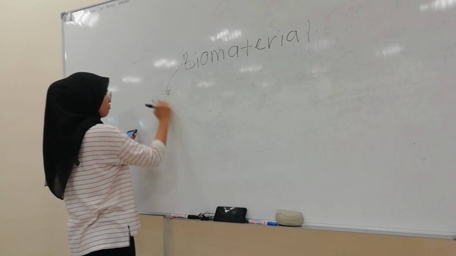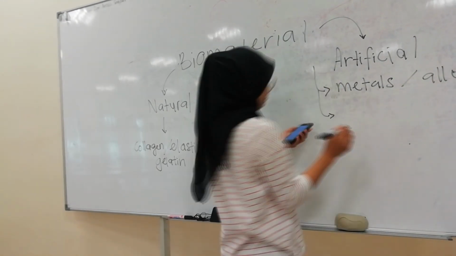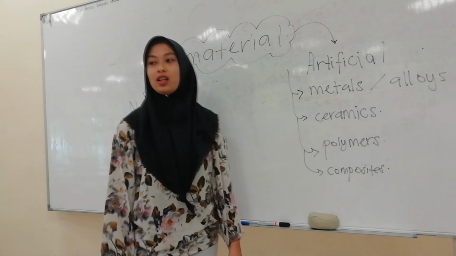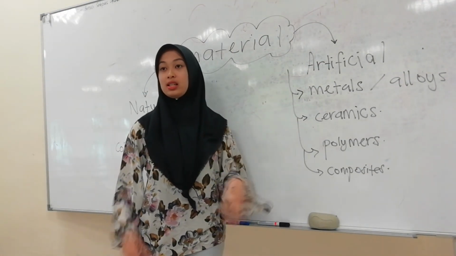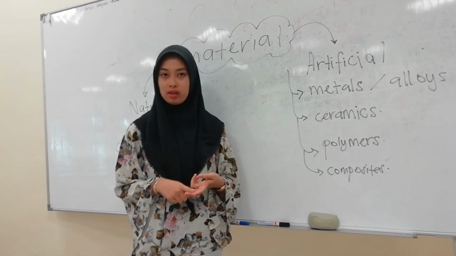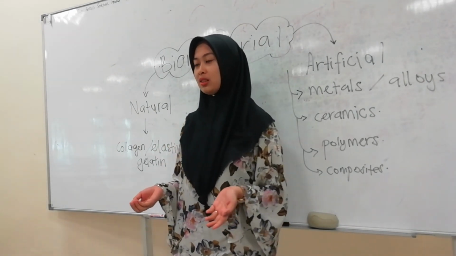So does anybody know what biomaterial consists of? Alloy, ceramic, metal, polymer, composite. Okay, under ceramics, there is inert ceramic and it consists of 3 types of material, which are alumina, carbon and zirconia. So can you guys find something about zirconia so we can discuss further about it?